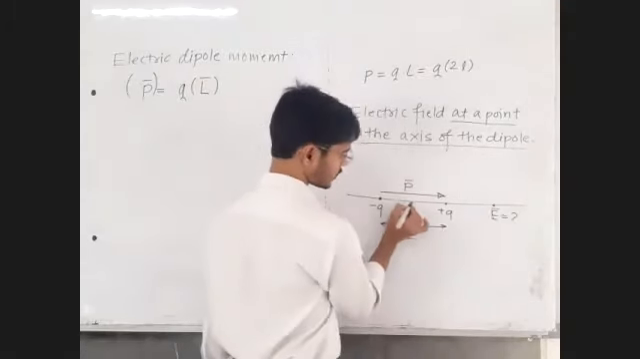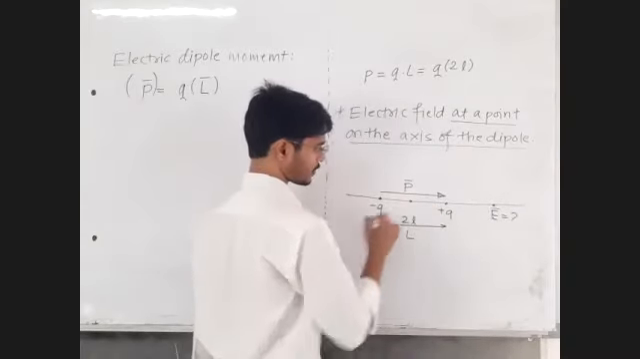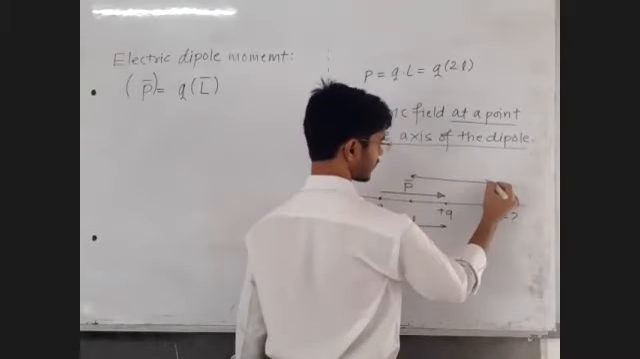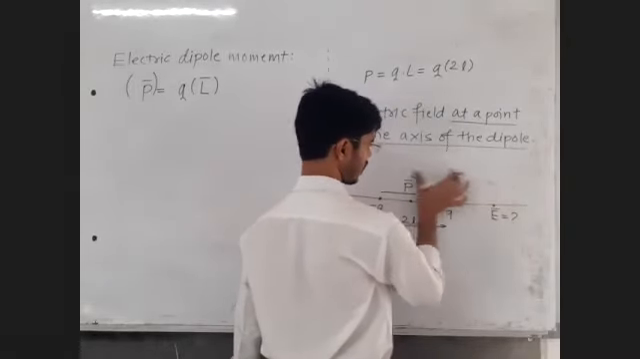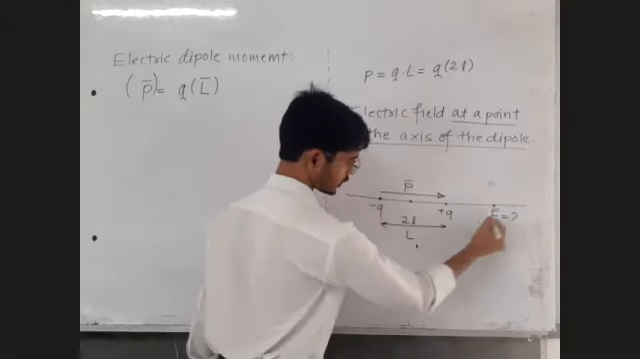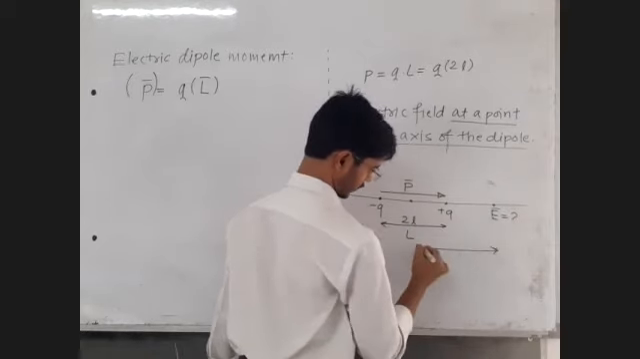Very simple. Let us take this as the center of the dipole, and let us take the distance between the center and the given point as small r. Or let me draw all the distances here. From the center, the position of the given point, or the distance of the given point, is small r.